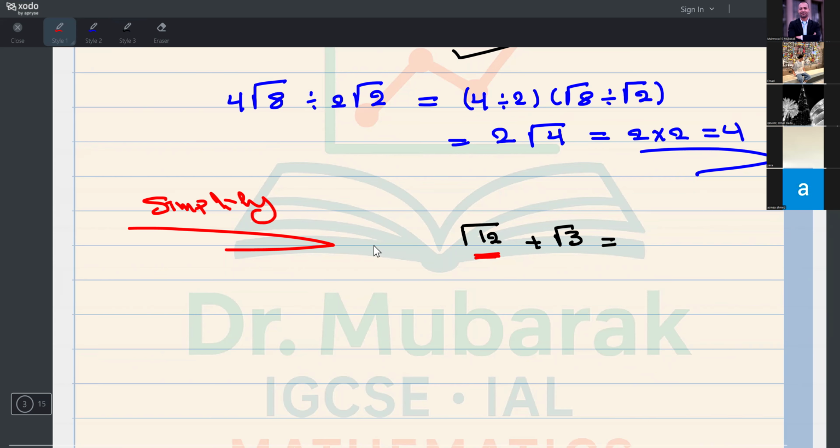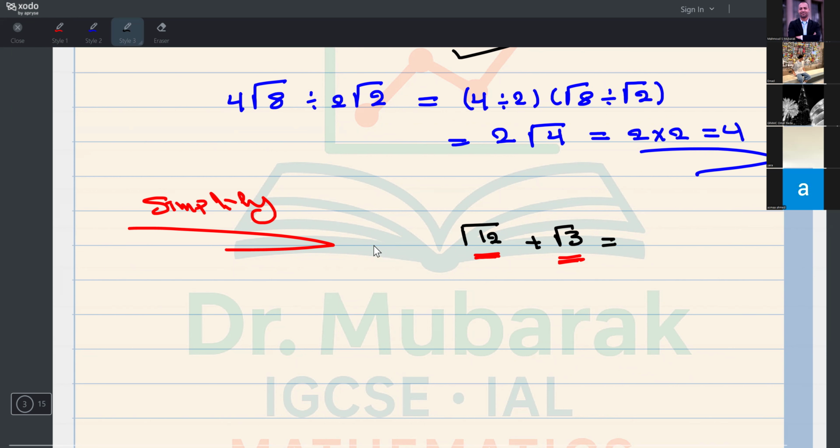Yara, root 12 and root 3. Like or unlike surds? One is 12 and one is 3. Oh, sorry, they're unlike. Okay, unlike surds. But we can simplify root 12, and then they will be like surds.